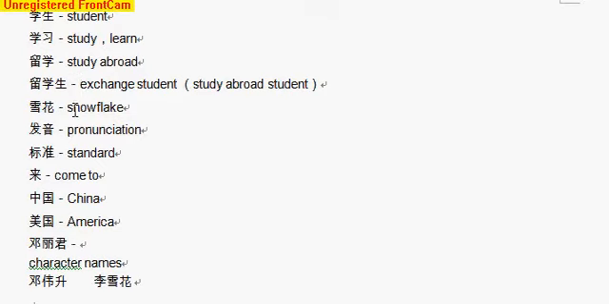Her name was 雪花, which means snowflake. Pronunciation, 发音, these are two first tones, 发音. Standard, this was the adjective they used to describe how his pronunciation was, and it's standard. 标准, 标准. 来 means to come to a place. 中国, that's China. 美国, America. And here are the characters' names. This is Deng Lijun. Deng Lijun, she's a famous Chinese singer, so everybody knows her. Her last name's Deng, so he used it to describe that he is also surnamed Deng. And these are the character names: Deng Weisheng and Li Xuehua.